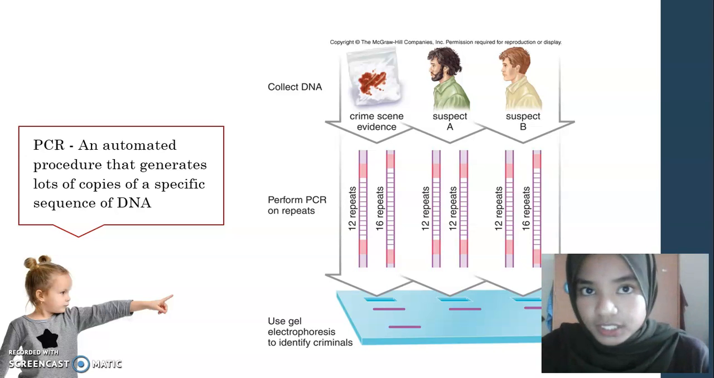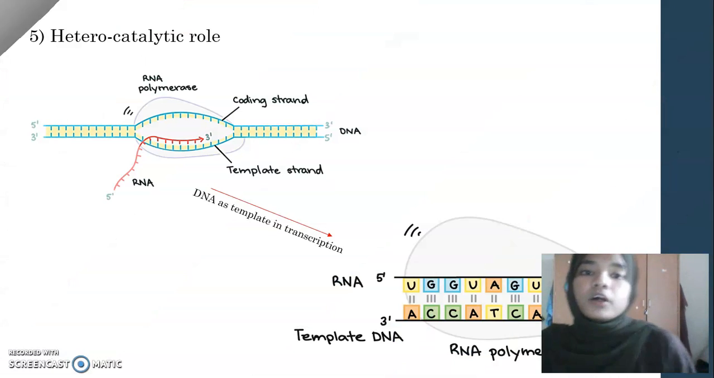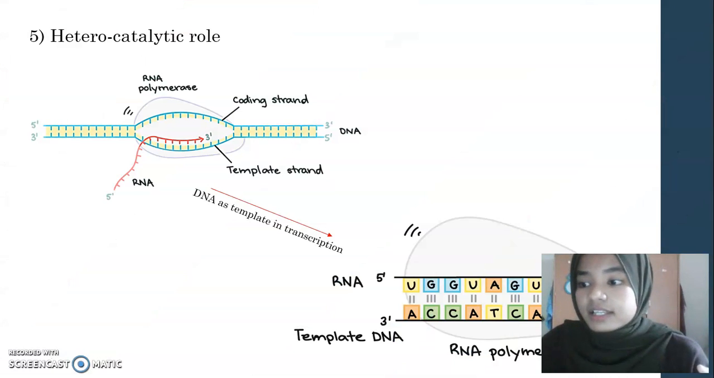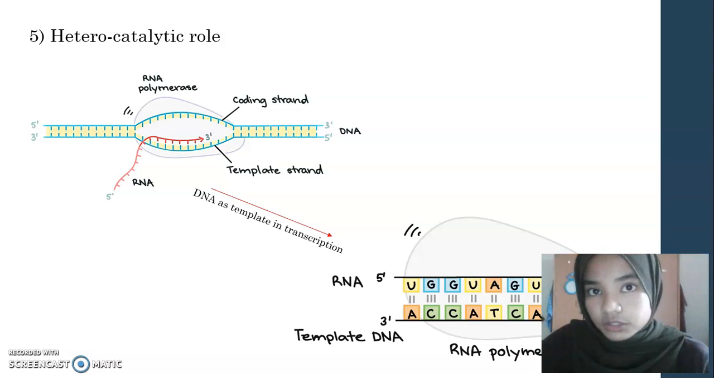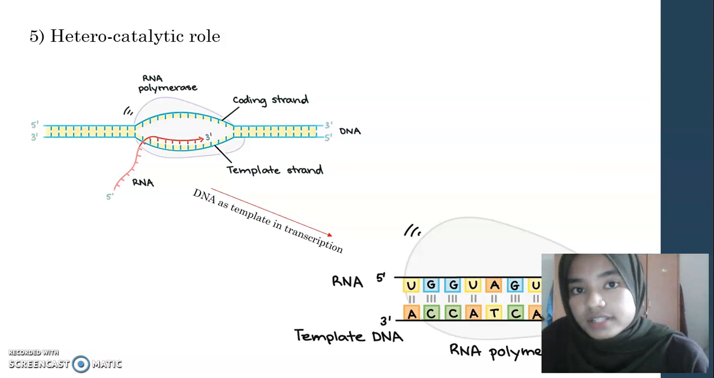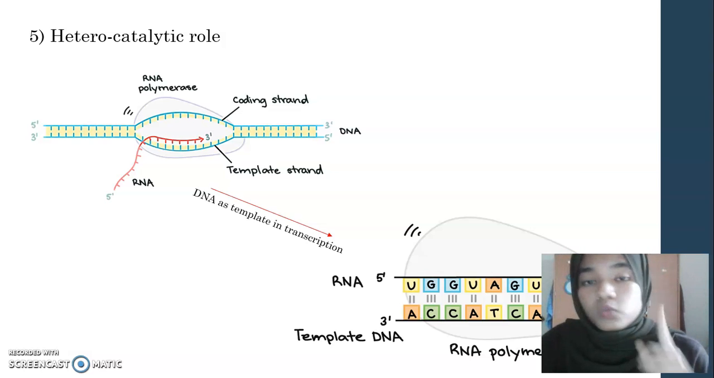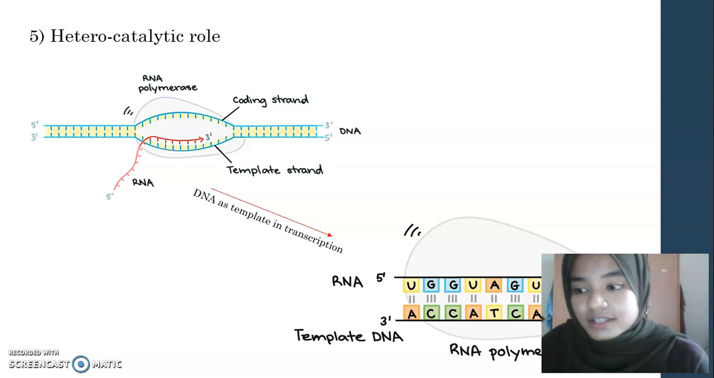Last but not least, DNA also has a function in the heterocatalytic role. During transcription, only one strand of DNA serves as a template for the synthesis of RNA. This is called the heterocatalytic role of DNA.